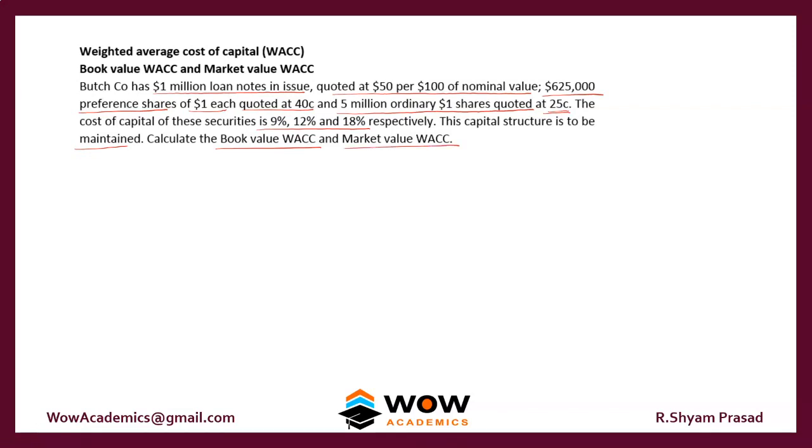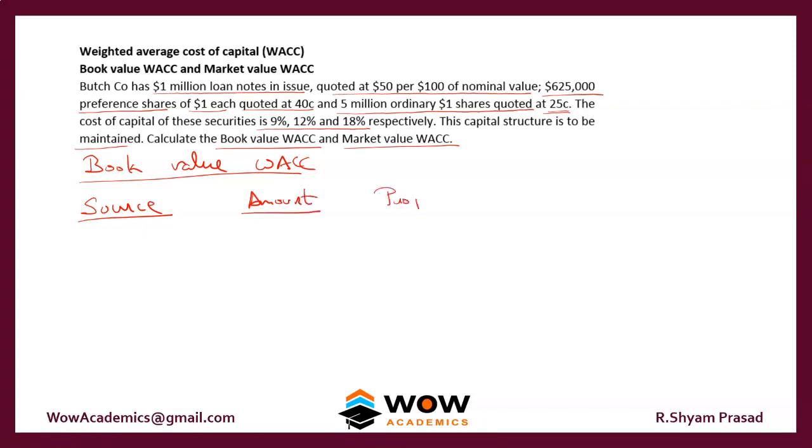So first we will try to do the book value WACC. We'll make a table for this. The table would have the source of capital, then we need to find out the amount of capital, then the proportion of capital, then the cost of it. Then we multiply the third and the fourth column together and we get this column's answer.